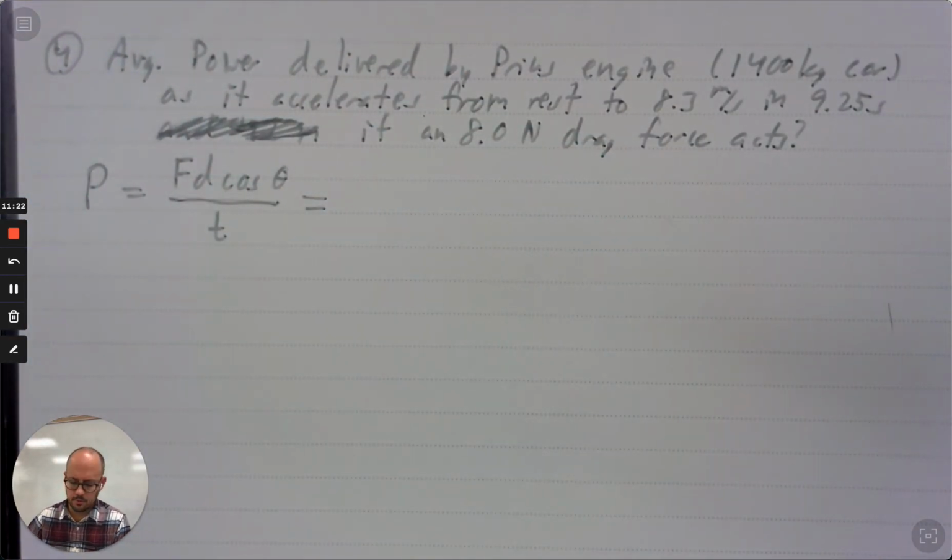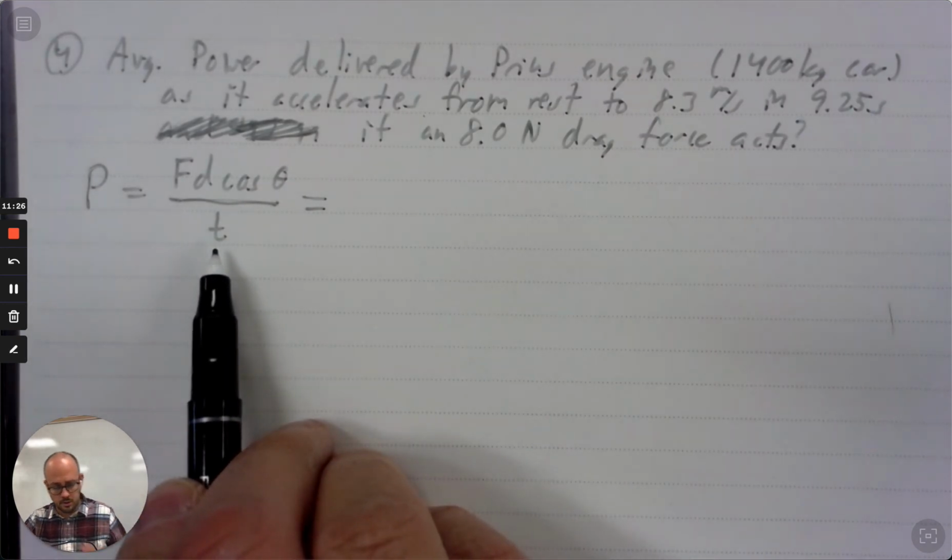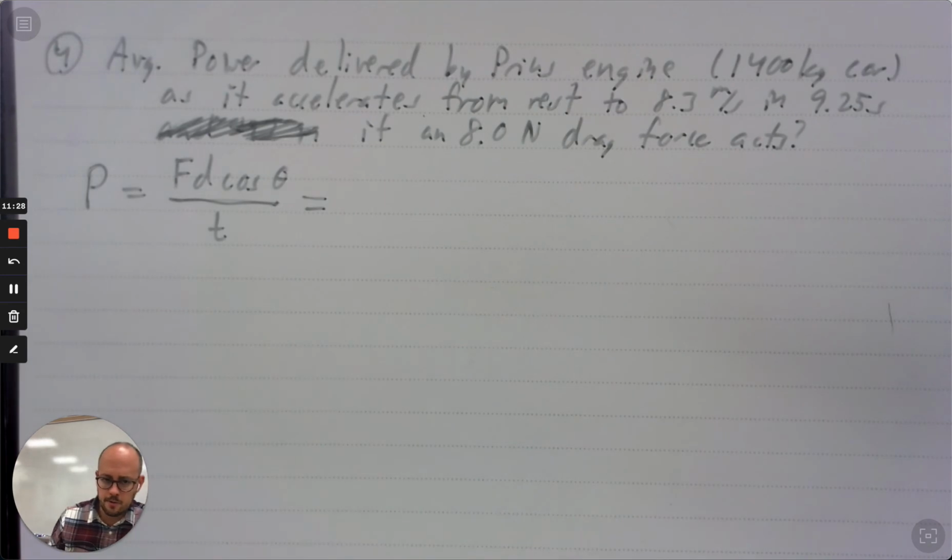I have a lot of work to do so far. The only thing I don't really have to do work for is the 9.25 seconds, which is going to go right there. This is average power. It's accelerating, so the speed is going to increase at a regular interval. I can use F v cosine theta for power, but I would need to find the average speed, which is up to you whether you want to do that.